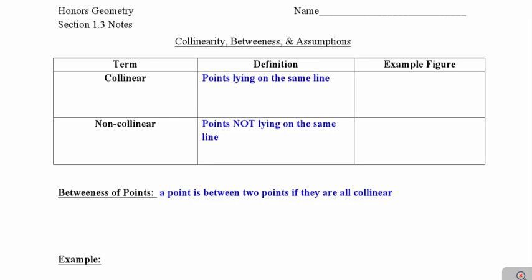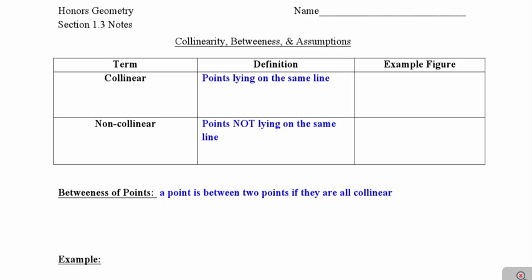Today, you're going to be learning about collinearity, betweenness of points, and different assumptions you can and cannot make from a diagram. So let's start with collinear. Collinear are points lying on the same line.